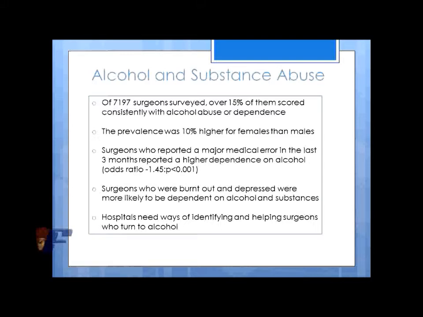Using the odds ratio, surgeons who reported a major medical error within the last 3 months reported a higher dependence on alcohol. Surgeons who were burnt out and depressed were also more likely to be dependent on alcohol and substances. Since this is a major issue, hospitals need ways of identifying and helping surgeons who turn to alcohol.